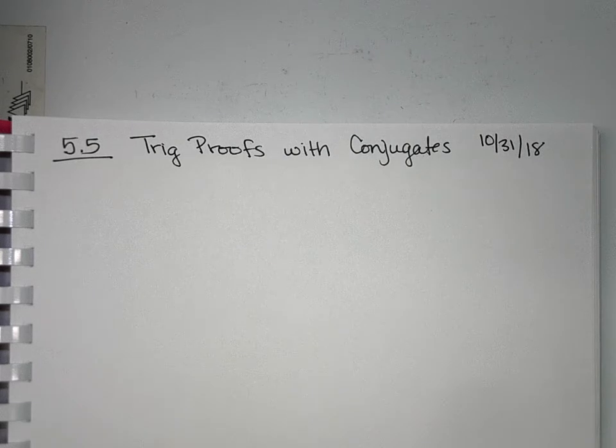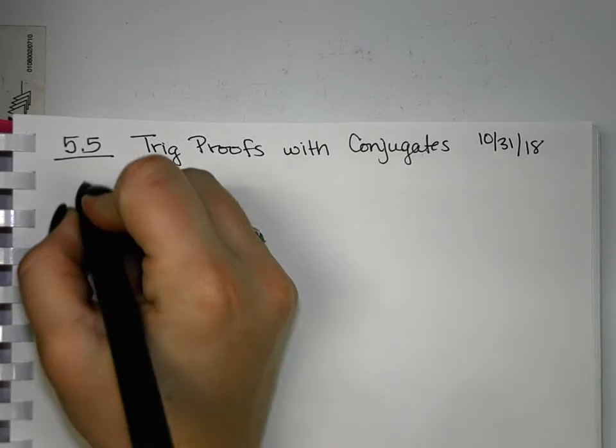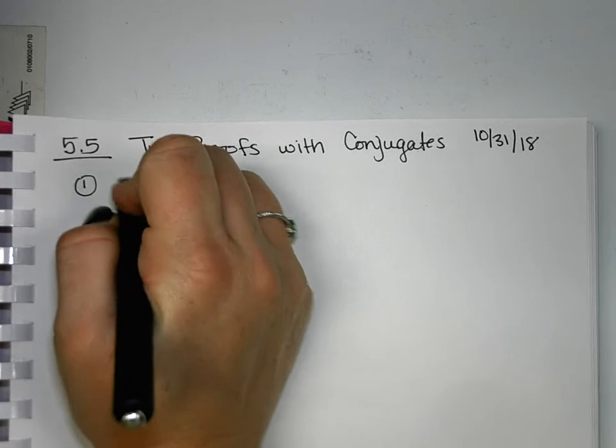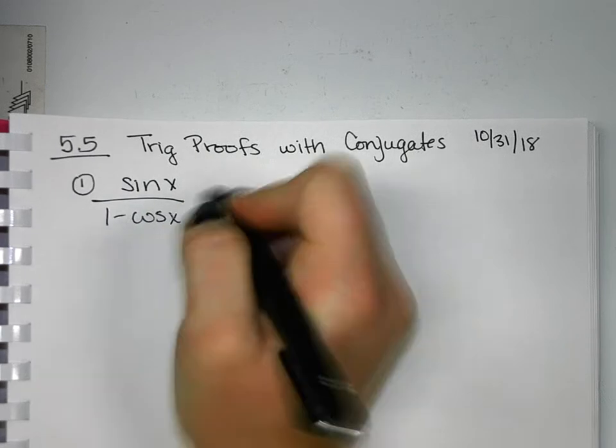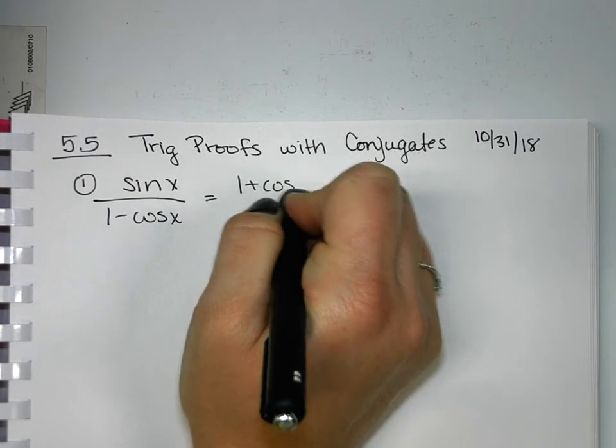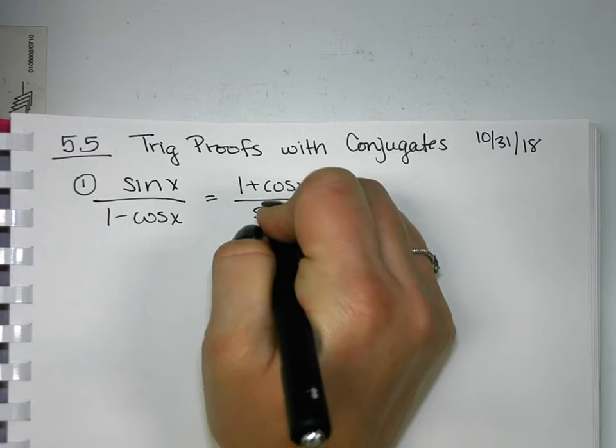Okay, so what we're going to do tonight is just more of what we did in class with 5-4 in our trig proofs. I just want to go over two trig proofs with you, one of which involves multiplying by a conjugate, or could involve multiplying by a conjugate. So our first one here, sine x over 1 minus cosine x equals 1 plus cosine x over sine x.